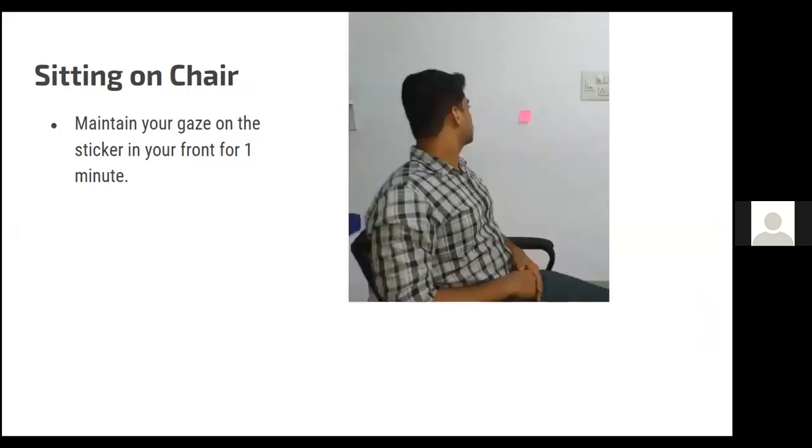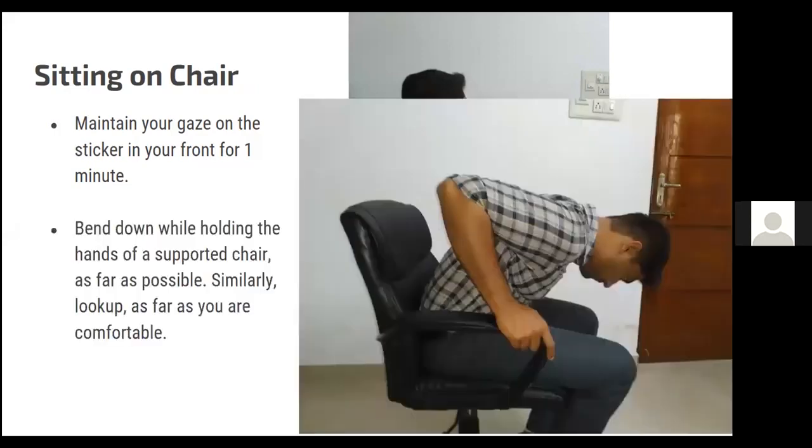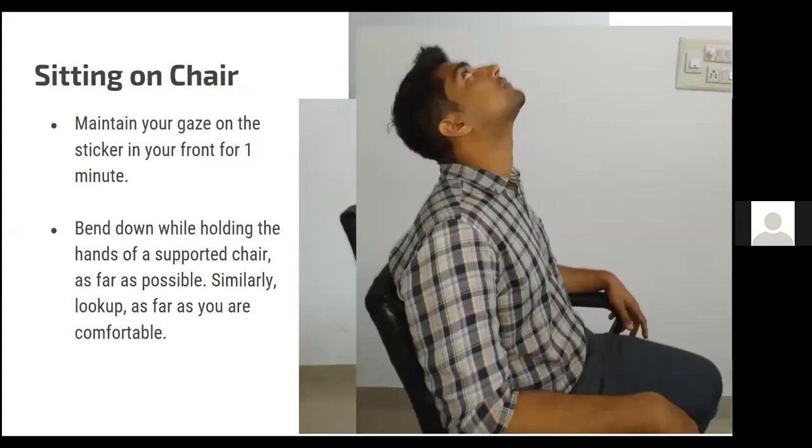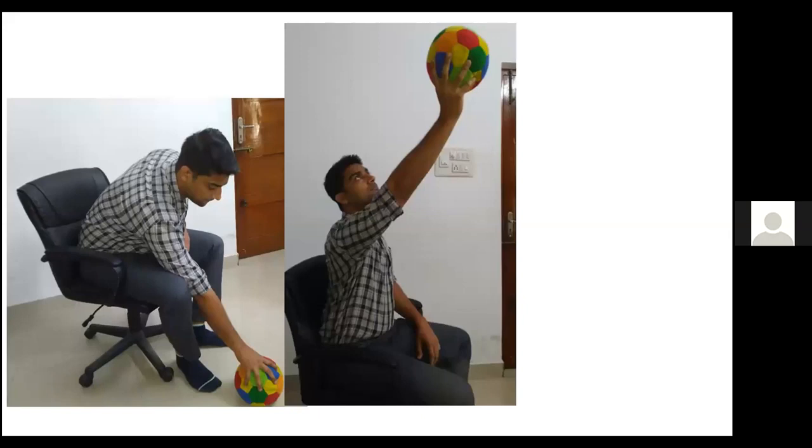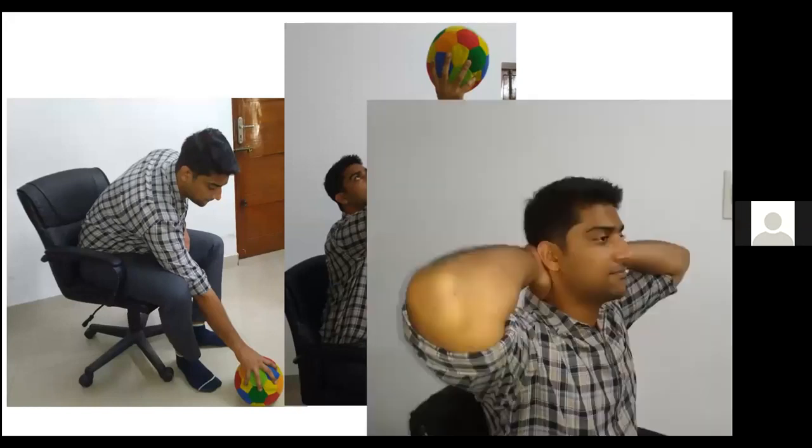So the first and very simple exercise is to maintain your gaze on the sticker in front of you, or to your left or to your right, for 1 minute. Then bend down while holding the handles of a supported chair as far as possible. Similarly, look up as far as you can, until you are comfortable. Pick a ball or any object from the floor, take it up and look at it. Hold it there for 30 seconds and then put it back. Take both your arms to the nape of the neck and then press forward while resisting the movement with your head.